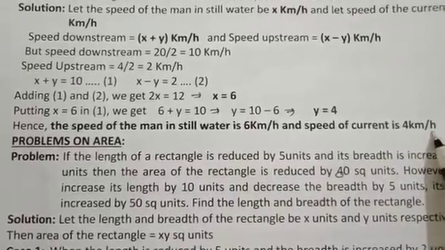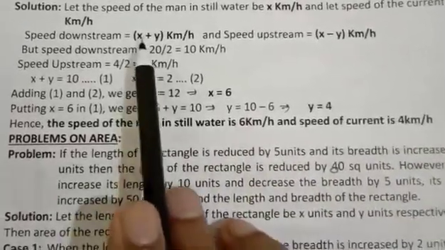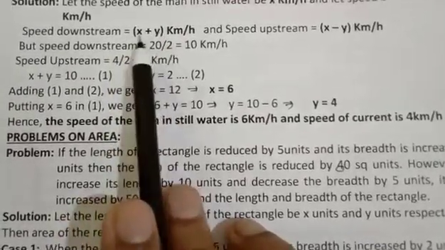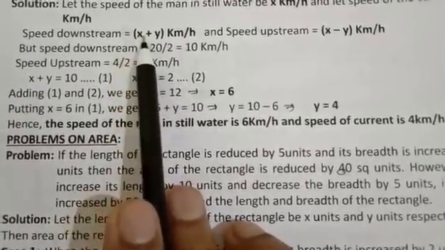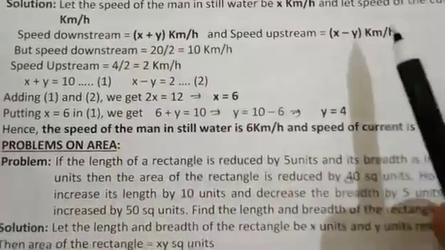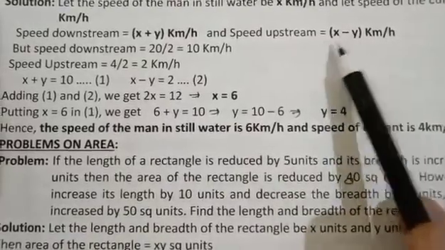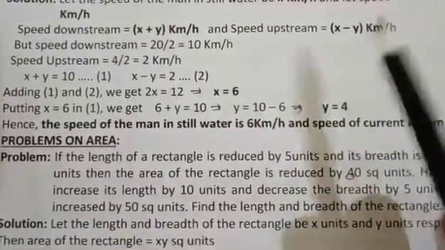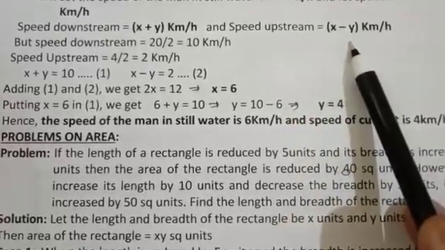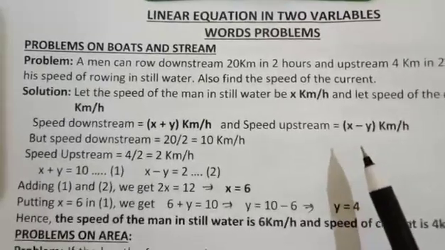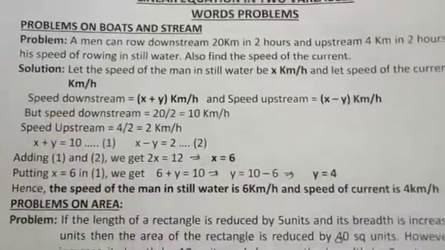km per hour. Now in this question, downstream we have taken the relative speed by adding both the speed of the boat and the water. In the upstream we have subtracted both of them because the boat is going against the flow of the current. These are the two new things in the first pattern, that is, problems on boat and stream.